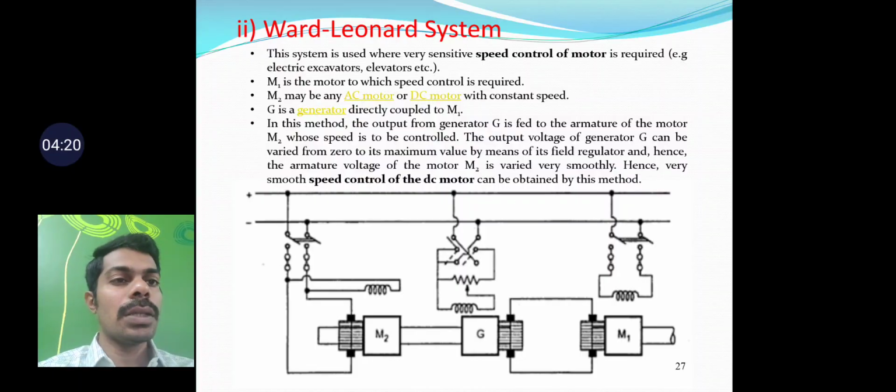The output voltage of the generator can be varied from 0 to the maximum value by means of its field regulator. That is, the generator field is controlled, so the speed can be varied with the help of the generator. The armature voltage of the motor is varied smoothly, hence the speed control of the DC motor can be obtained by this method.